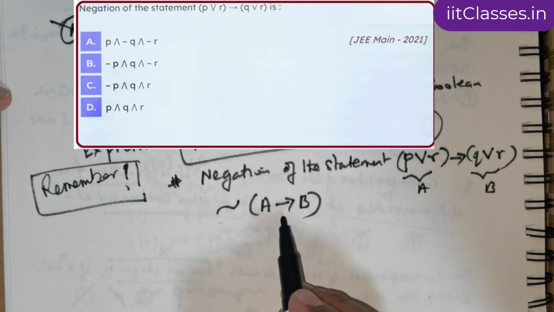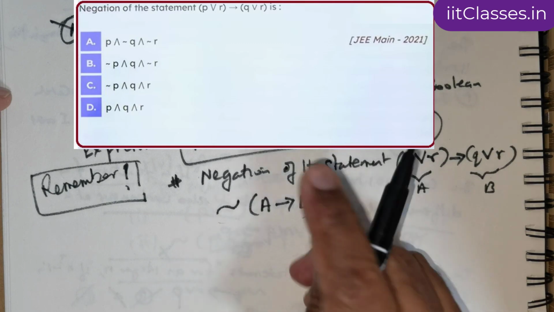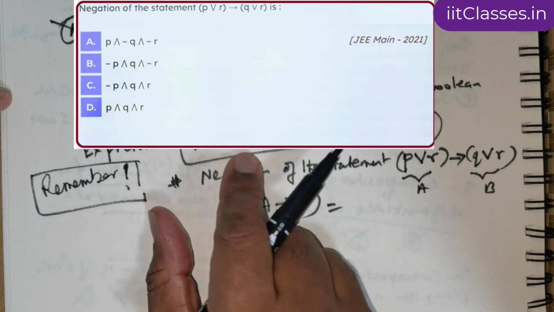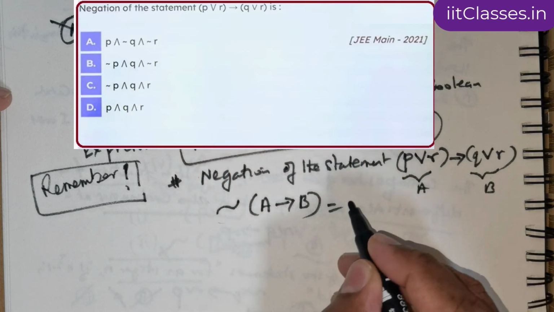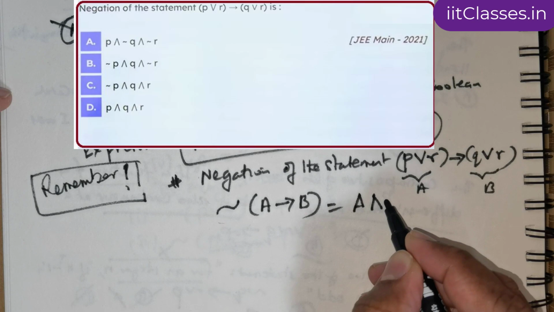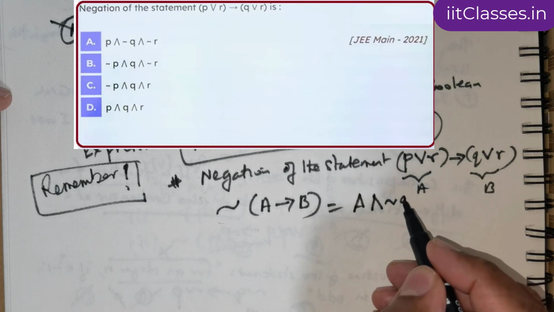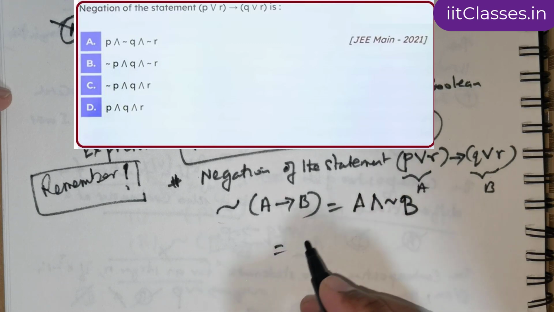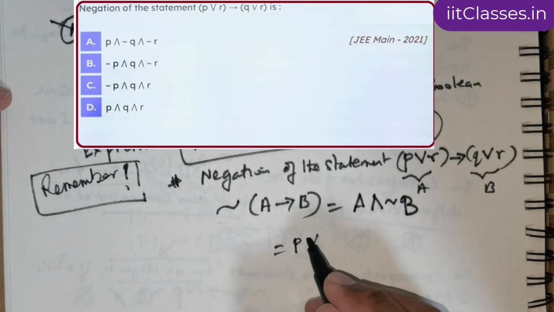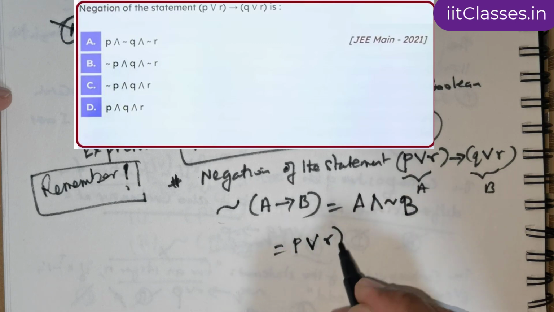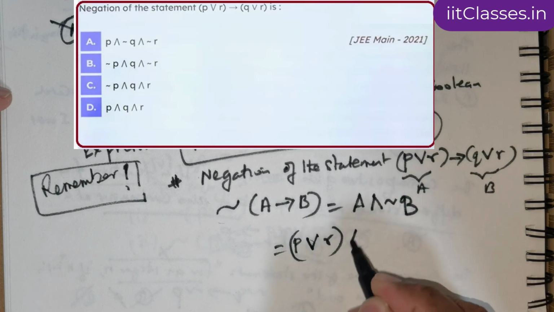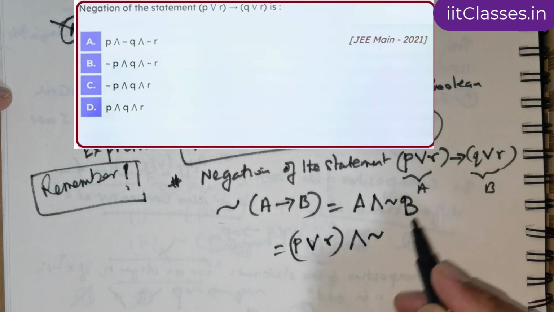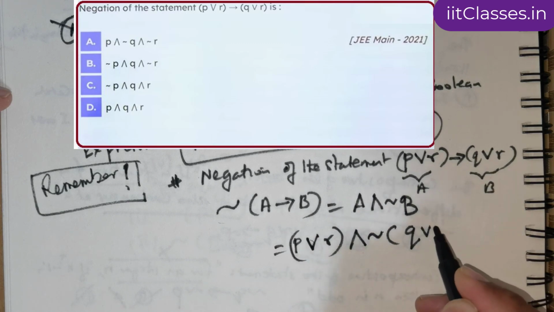Now the negation of A conditional B is what? This is nothing but, just now we have a formula. The negation of P conditional Q is nothing but P and negation Q. So this is going to be A and negation of Q. Negation of Q is going to be negation of B here. Now my A, rewrite that. It's going to be P disjunction R, that's my A, with the conjunction followed by the negation of B. B is going to be Q disjunction R.